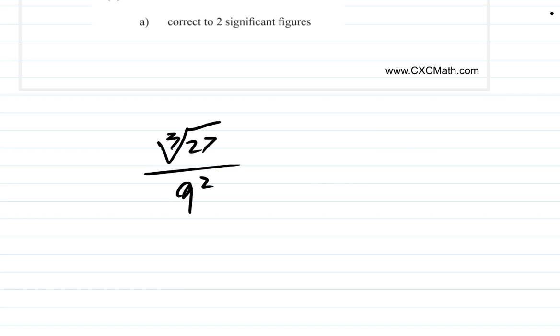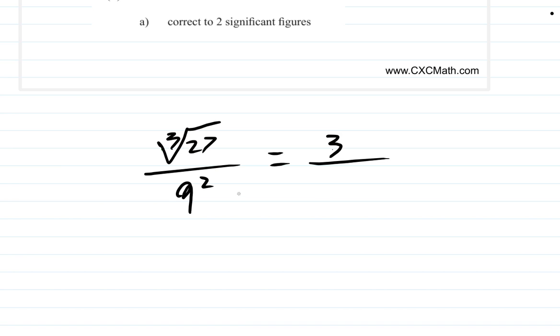Let's try it with 2. 2 times 2 times 2. 2 2s are 4, 4 2s are 8. You still don't get 27. What about trying it with 3? We have 3 3s lined up. 3 3s are 9, 9 3s are 27. Good. So, the cube root of 27 is 3. So this is equal to 3 divided by what?